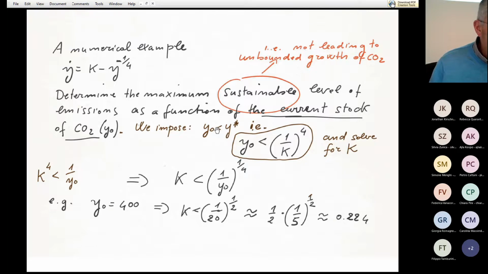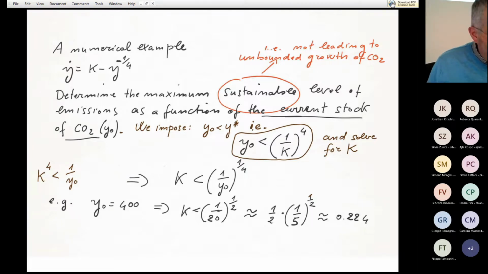So we want that Y0 is below the threshold, because if and only if the current stock of CO2 is below the threshold, then we can hope that it converges to 0, because if it is above the threshold, it will start to increase unboundedly, okay? So the steady state will depend on the level of emissions. So Y0 must be less than 1/k to the power of 4, which means that the level of emissions in this example has this numerical value. So, okay, this is just a numerical example.